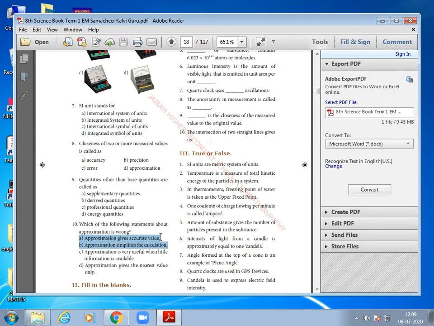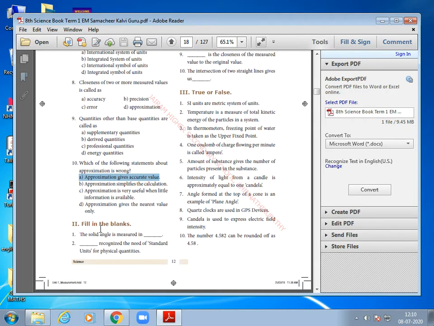The other three statements are correct, but A is wrong. Approximation simplifies the calculation, and it is useful when little information is available. Approximation gives the nearest value, since it is only an approximate value. These three are true, but the wrong statement is option A. Understand the question: they are asking which statement about approximation is wrong. Approximation does not give the accurate value. So that is the wrong statement.